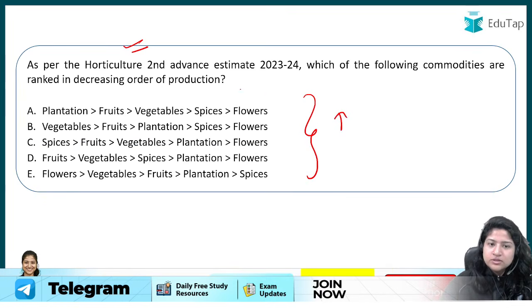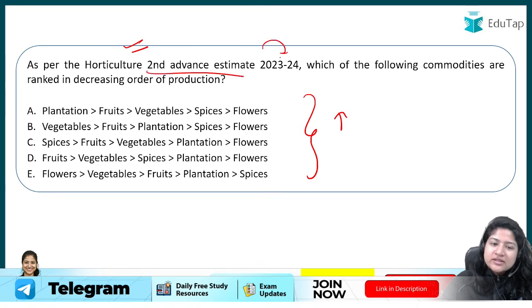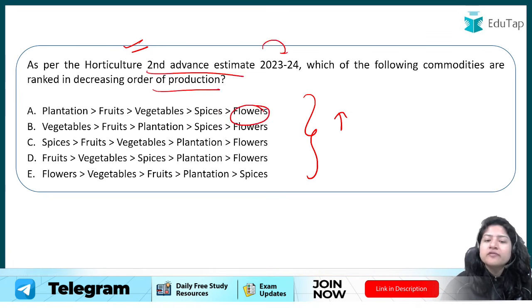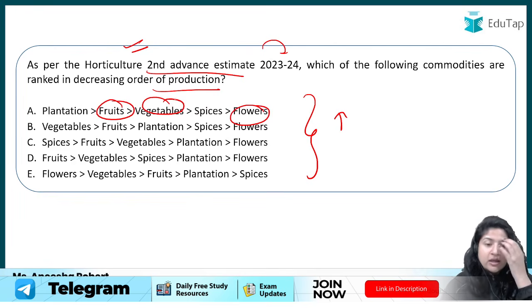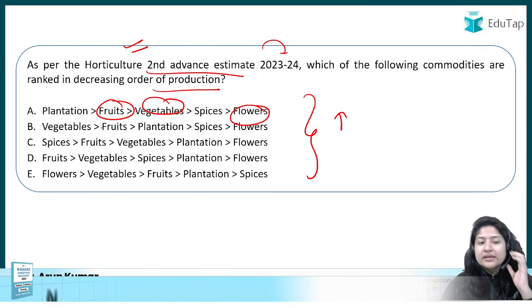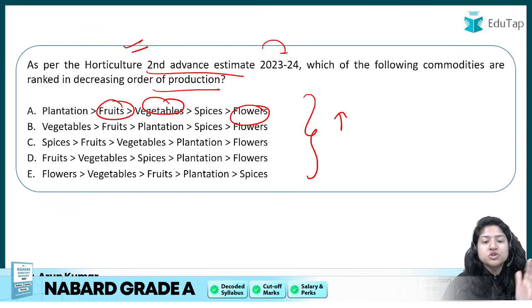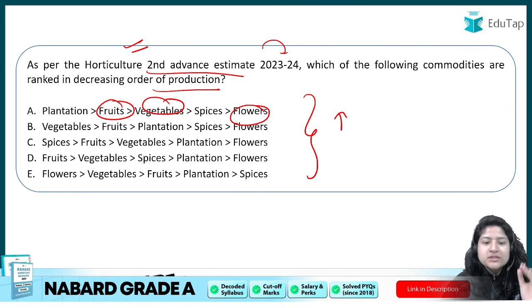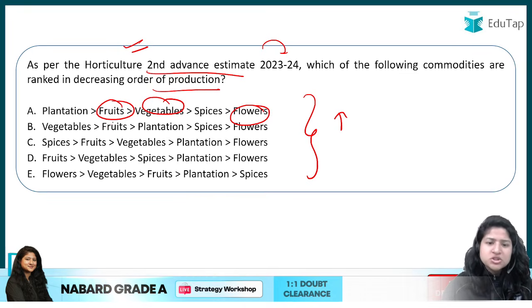You know how they used to ask question that according to second advance estimate, what is the expected production of flowers, or maybe expected production of fruits, or maybe vegetables, like for a singular. This time they maintain the difficulty level by asking you to rank it in decreasing order. So it means you should know the production of all the commodities to make it into a ranking, ठीक है। Rare chances that in future such questions be repeated.